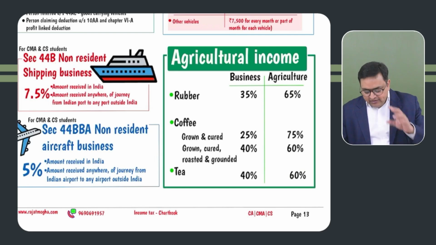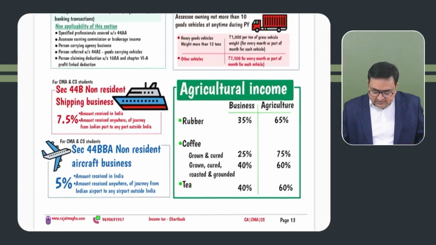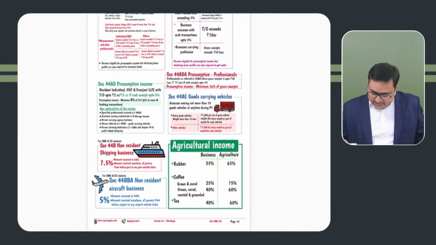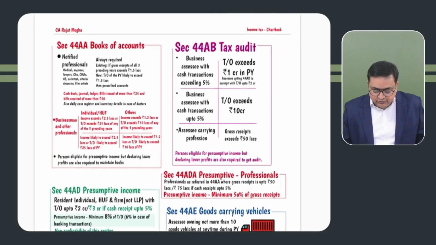For coffee, if you are just growing and curing coffee, then in that case 25%, 75%. If you are growing, curing, roasting and grinding the coffee, then 40%, 60%. So this is an important portion, right? So this was about the agriculture income. You should know about the agriculture income also.